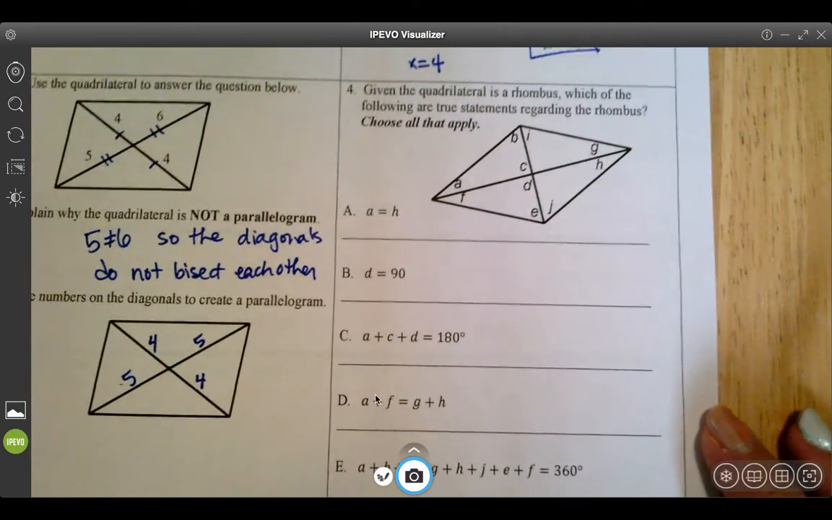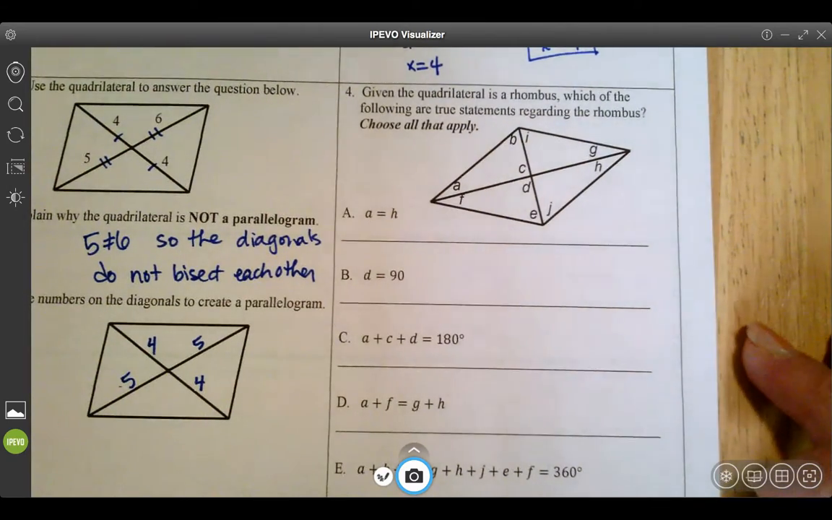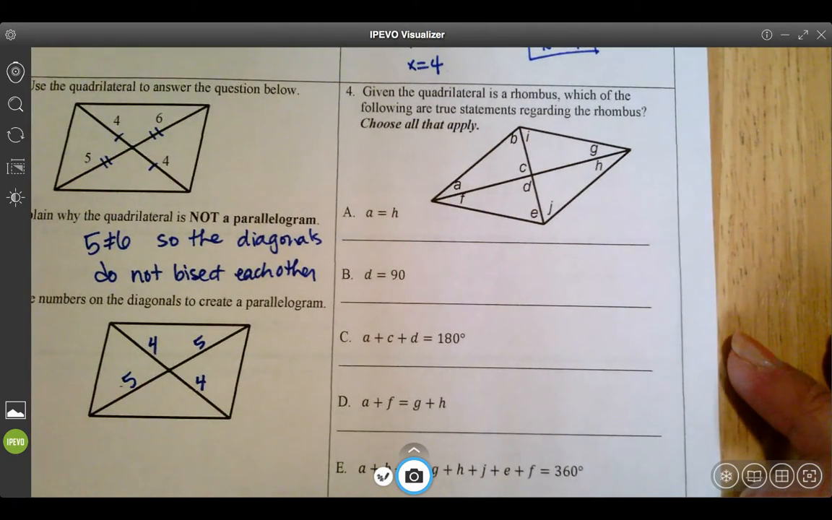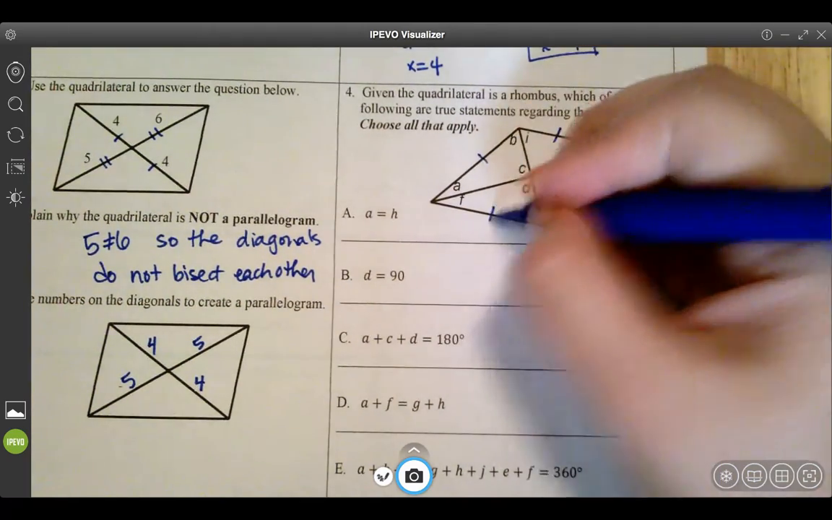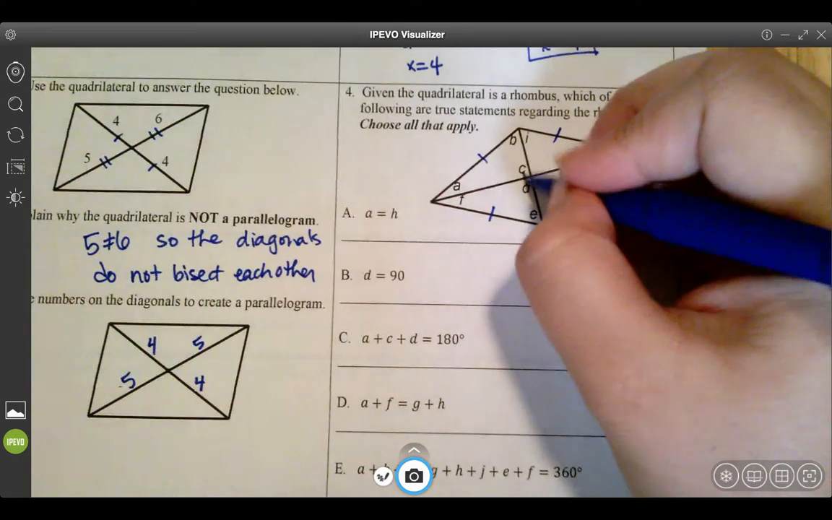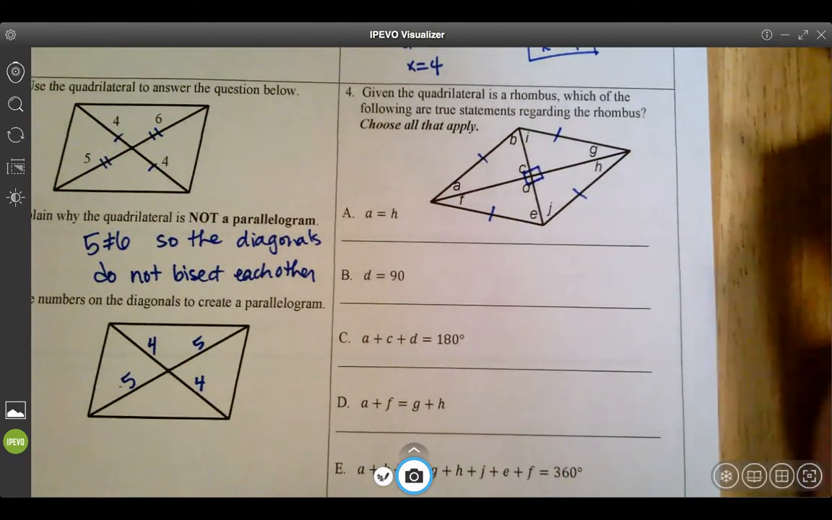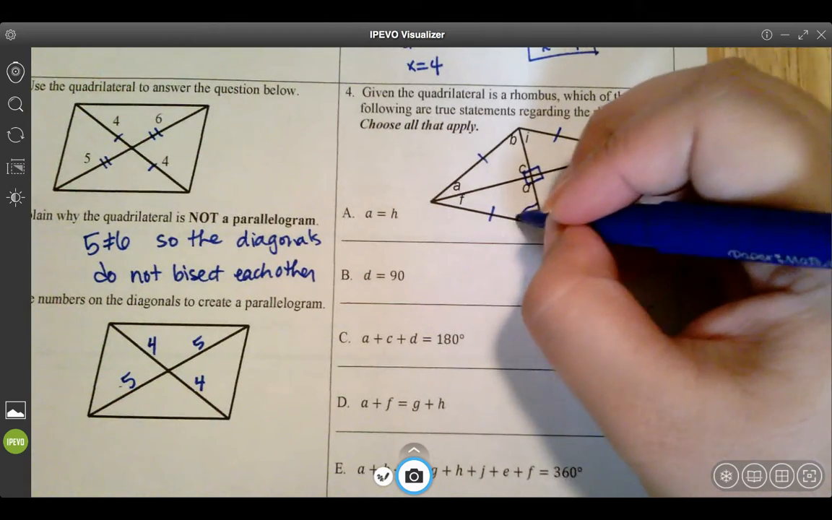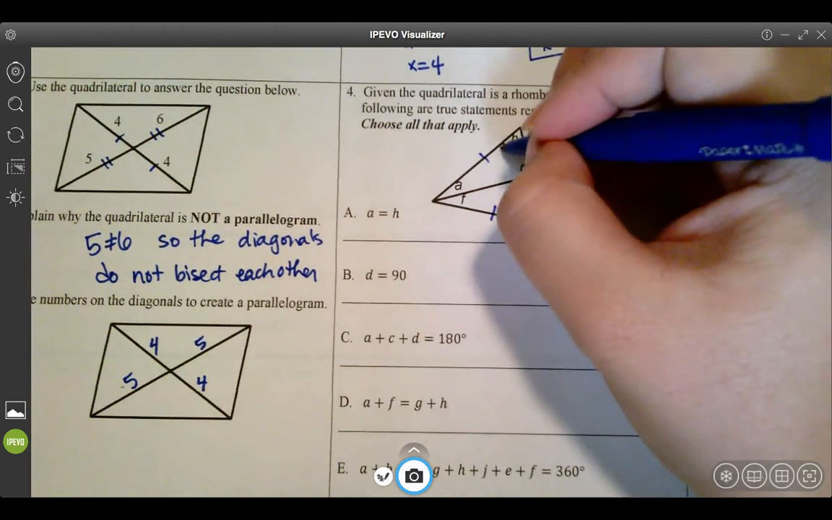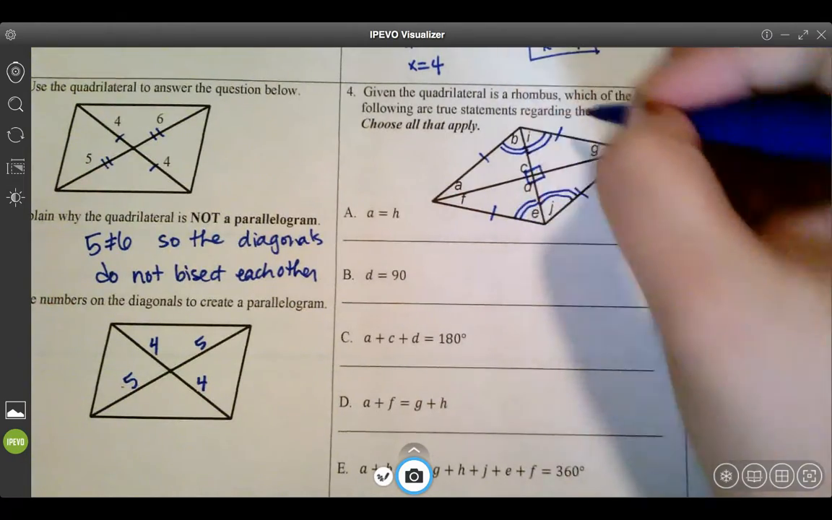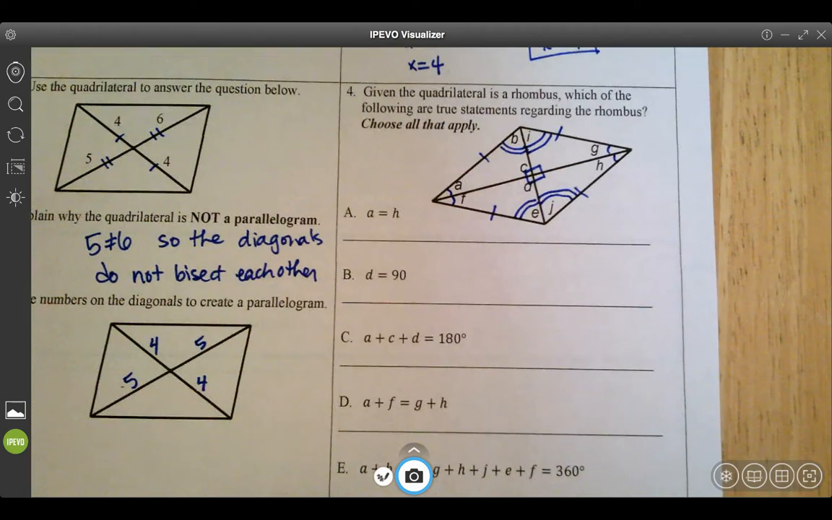Okay, and the next part, we have the given quadrilateral is a rhombus. Which of the following are true statements regarding the rhombus? Well, if this is a rhombus, we need all 4 sides to be congruent. We need all inside diagonal angles to be right angles. And we had these 2 congruences where all of the opposite angles are congruent, and therefore the opposite angle halves are also congruent.